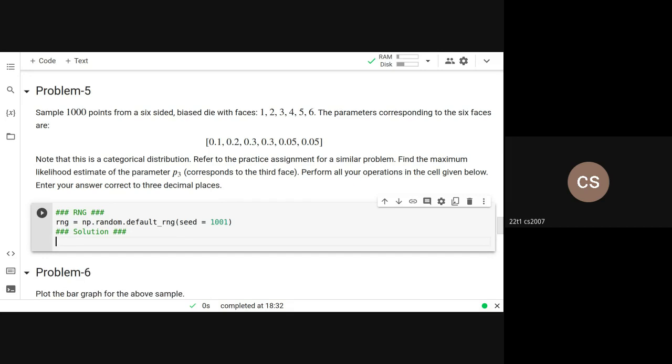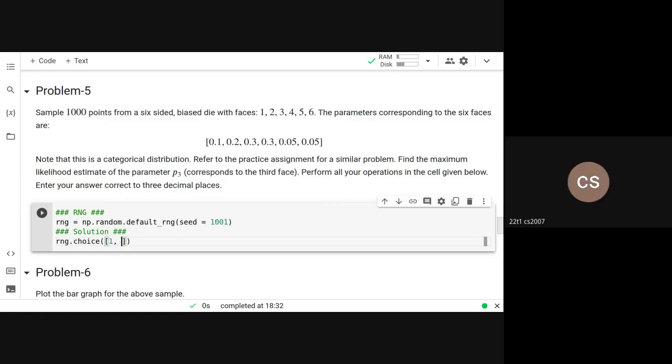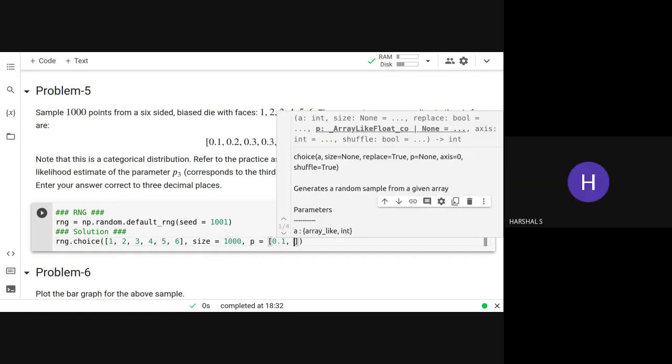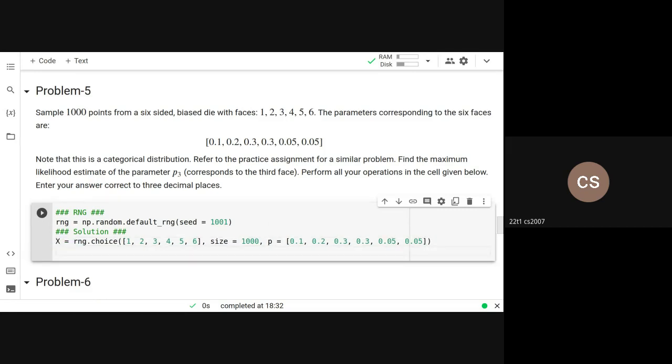Using whatever we have learned so far. Will it be choice? Yeah, so we'll again go for choice. I'm going to choose from 1, 2, 3, 4, 5, 6, with size 1000, and the p-values will be those values given there, 0.1, 0.2, 0.3, and so on, ending with 0.05, 0.05. Okay, so this is what my data set is going to be.